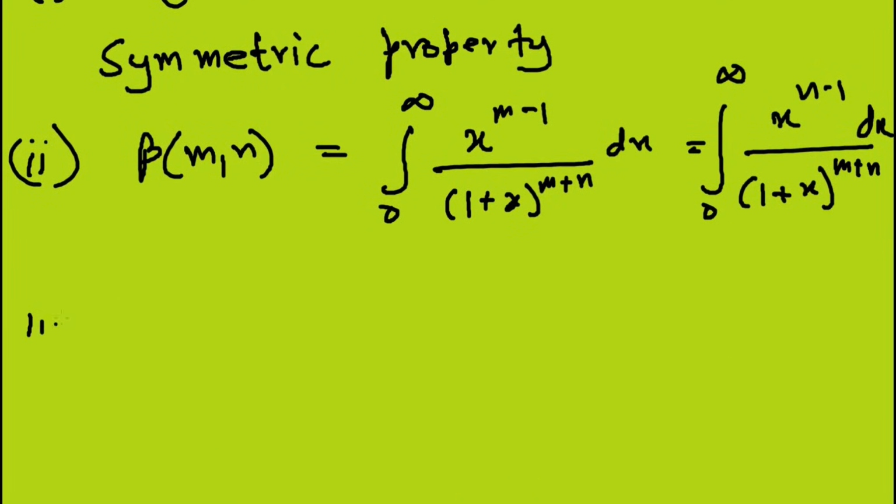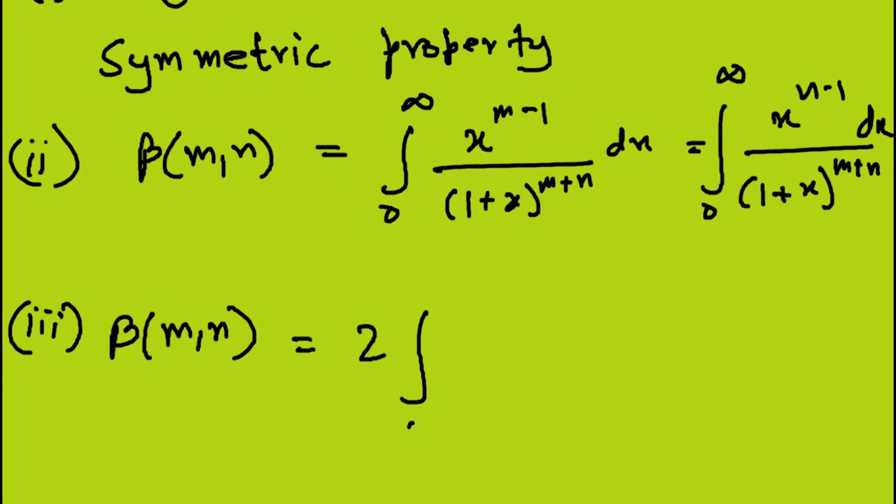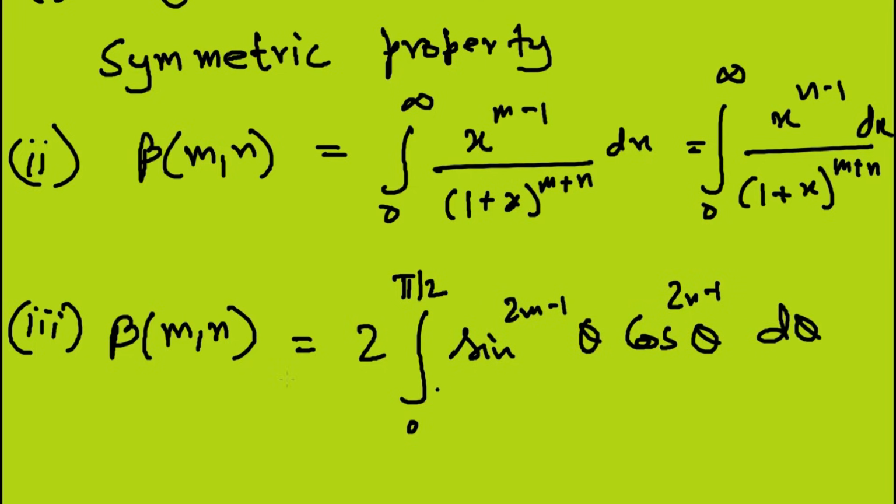So the third important property is beta m comma n can be written as 2 times integral 0 to pi by 2 sin 2m minus 1 theta times cos 2n minus 1 theta d theta. This is how we can write beta m comma n. Beta m comma n equals 2 times integral 0 to pi by 2 sin 2m minus 1 theta times cos 2n minus 1 theta d theta. This is another way of writing beta m comma n.